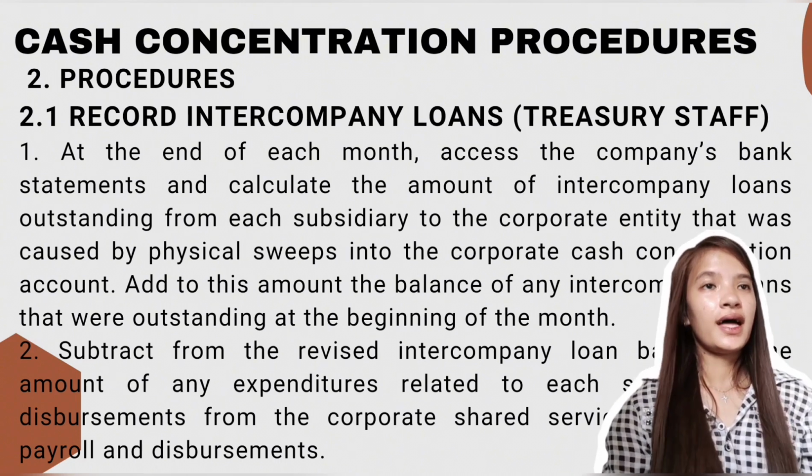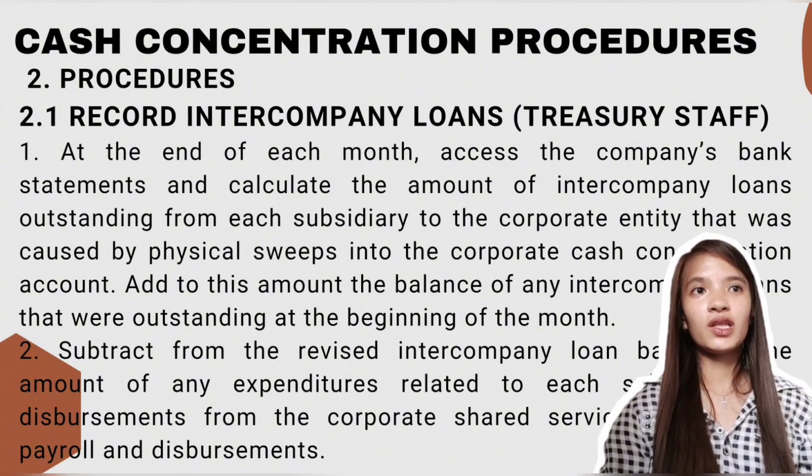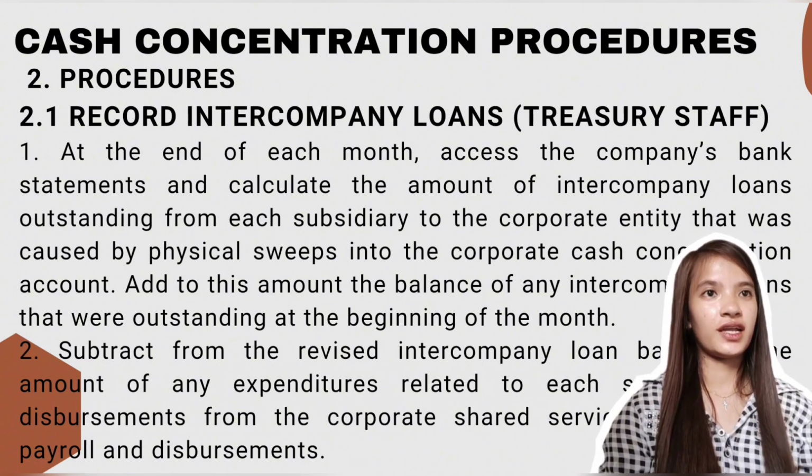Number 1, at the end of each month, access the company's bank statements and calculate the amount of intercompany loans outstanding from each subsidiary to the corporate entity that was caused by physical sweeps into the corporate cash concentration account. Add to this amount the balance of any intercompany loans that were outstanding at the beginning of the month.